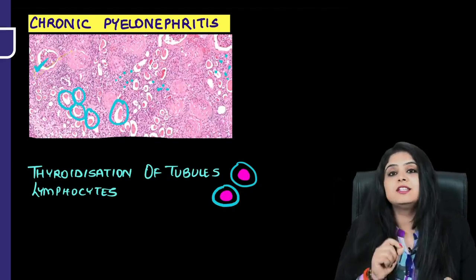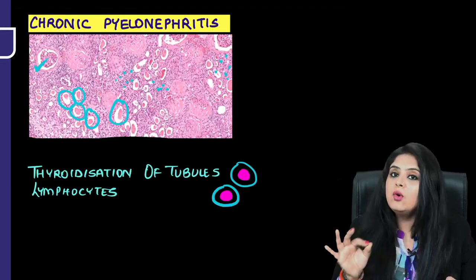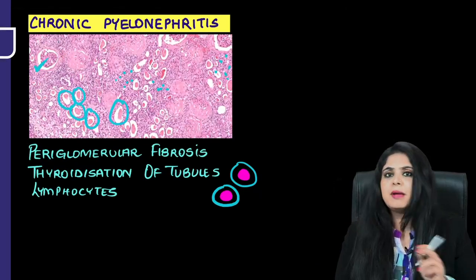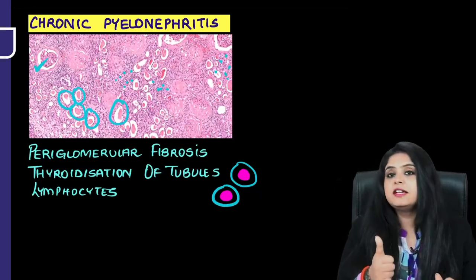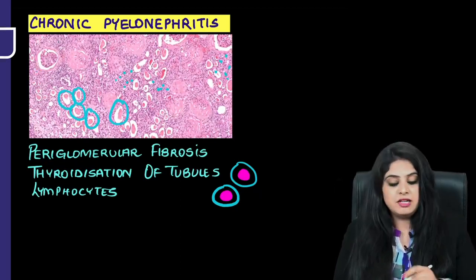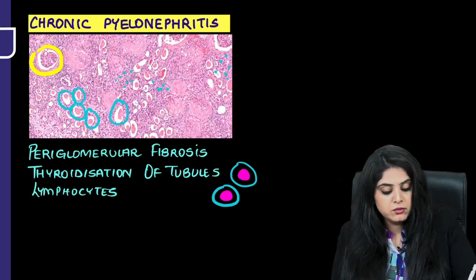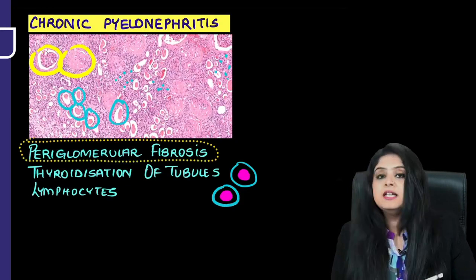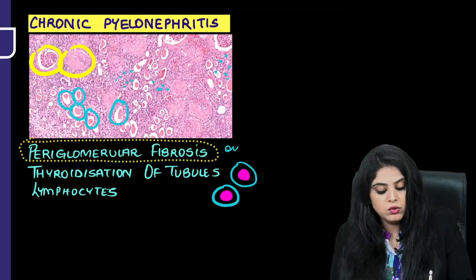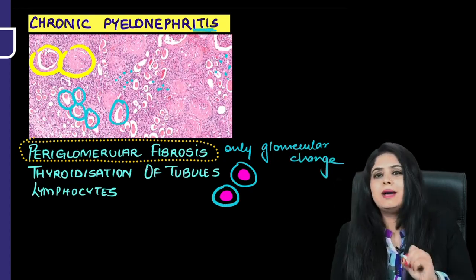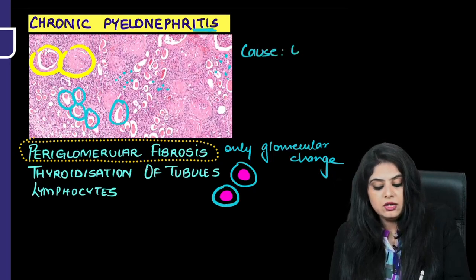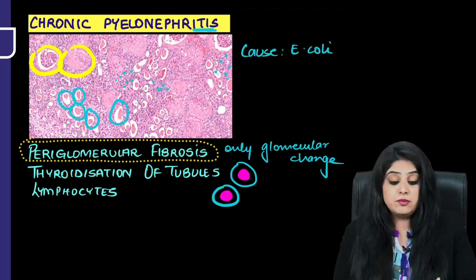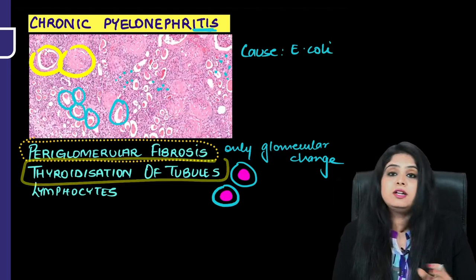So it's not a glomerulus problem. Glomerulus is good. So the question that you get in the paper is, which is the only glomerular change that you'll see? So you'll say, ma'am, you just said glomerulus is good. I'm still saying glomerulus is good. Glomerulus doesn't have any problem. Around the glomerulus, you might find fibrosis. So periglomerular fibrosis can be seen in chronic pyelonephritis, and this is the only glomerular change that is noted in this condition. If you ask me what is the cause, look, it's an infection, so there will be some bacteria. The cause is going to be E. coli, mainly some kind of bacterial infection. Remember this thyroidization of tubules, it's their all-time favorite.